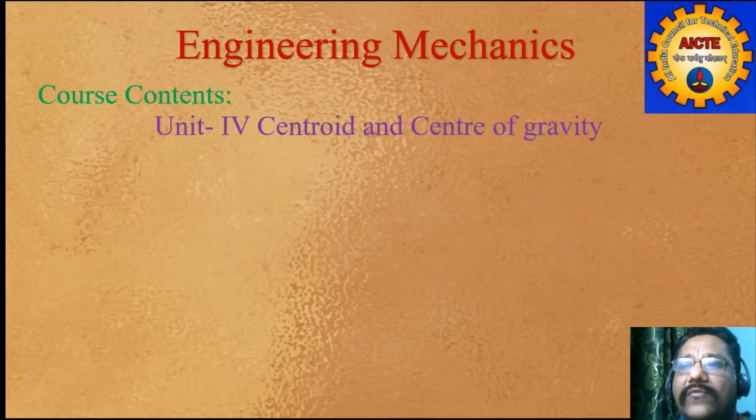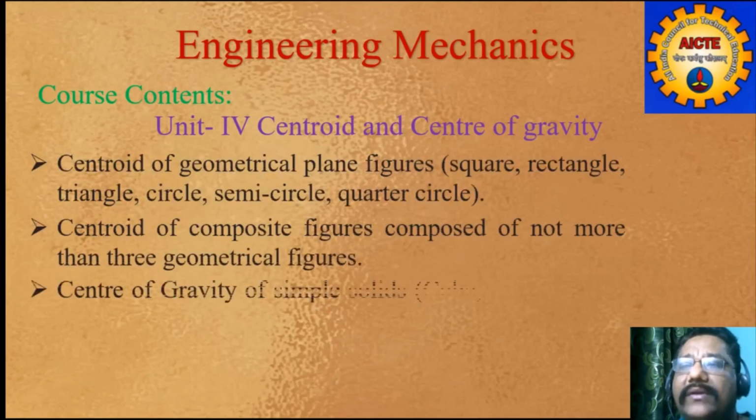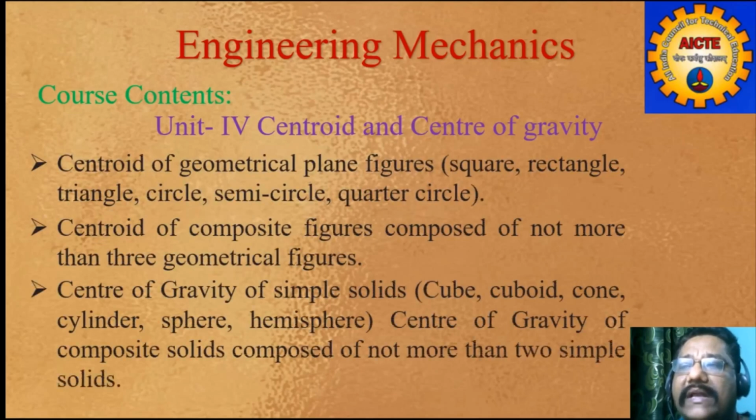In Unit number 4, centroid and center of gravity. Centroid of geometrical plane figures: square, rectangle, triangle, circle, semicircle, quarter circle. Centroid of a composite figure composed of not more than 3 geometrical figures. Center of gravity of simple solids: cube, cuboid, cone, cylinder, sphere, hemisphere. Center of gravity of a composite solid composed of not more than 2 simple solids.